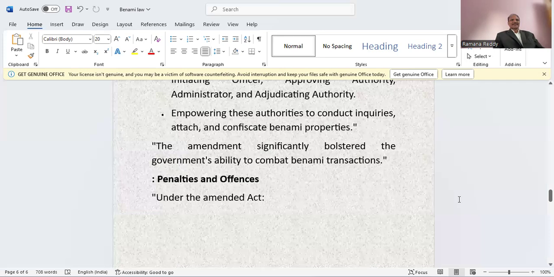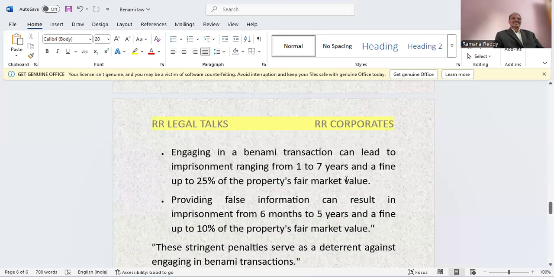Now we'll come to the penalties and offences. Under the Amendment Act, engaging in a Benami transaction can lead to imprisonment ranging from 1 year to 7 years and a fine up to 25% of the property's fair market value. Providing false information can result in imprisonment from 6 months to 5 years and a fine up to 10% of the property's fair market value. These stringent penalties serve as a deterrent against engaging in Benami transactions.